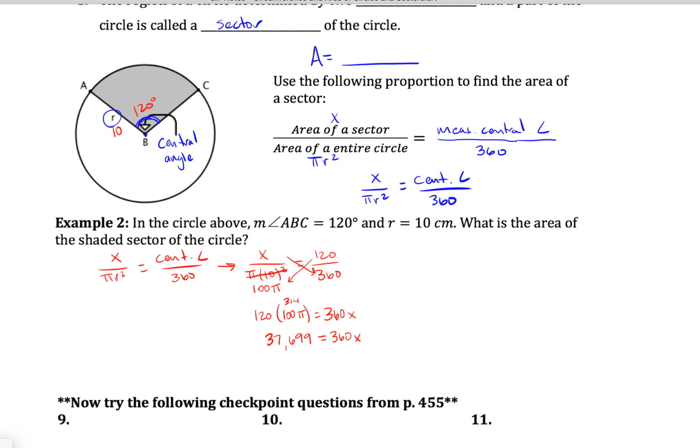360 times x. Now to get my x by itself, I'm going to divide both sides by 360. And if I divide my last answer by 360 on my calculator, I'll round to the nearest whole number here. It's going to give me about 105 square centimeters for the area of my sector. All right, 105 square centimeters is the area of this shaded in portion right here.